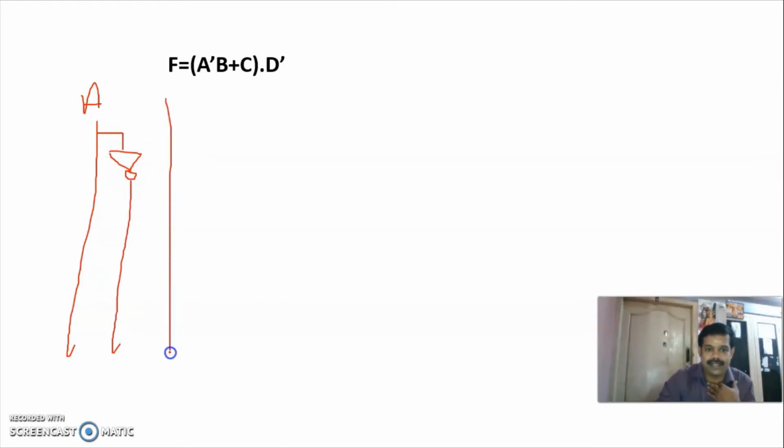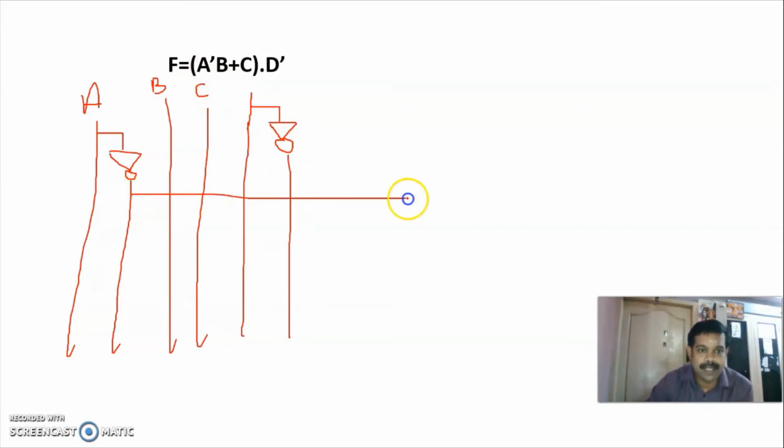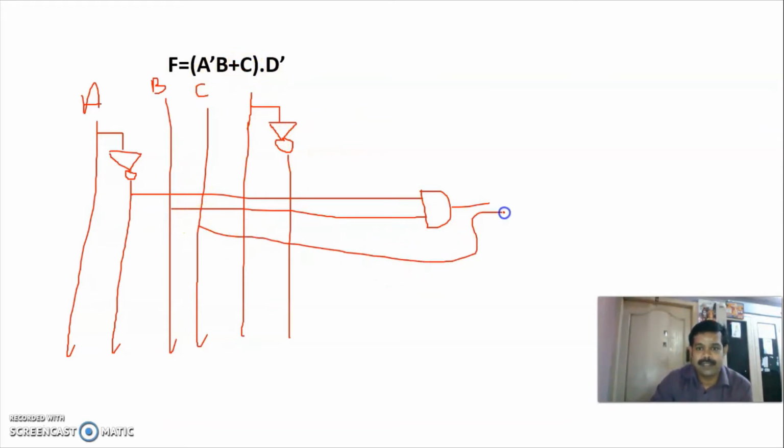So this is A, B, C, D. You are having complement, so you take A and you give it to a NOT gate. So you'll be getting A bar. So first one is A bar B. So this is A bar and this is B. So this is a product term. So we have to give it to an AND gate. Okay. So output of this AND gate and C you have to add. So give it to an OR gate. Okay, fine.